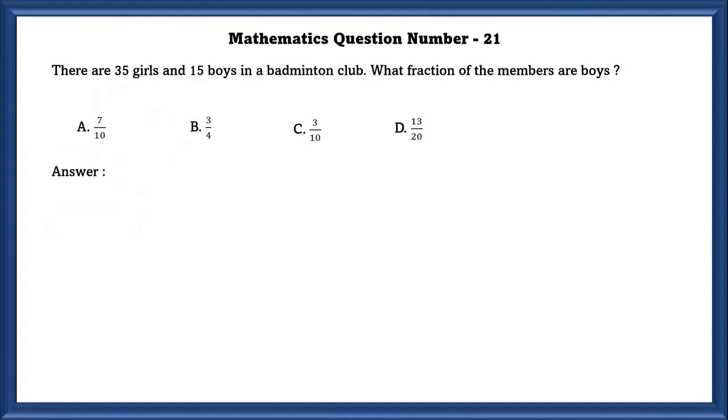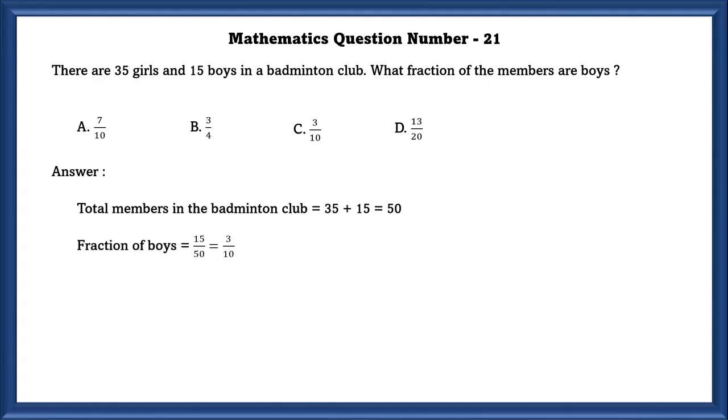Mathematics question number 21. There are 35 girls and 15 boys in a badminton club. What fraction of members are boys? In order to find this, we need to know the total strength in the badminton club. That is, total members in the badminton club is equal to 35 plus 15, which is equal to 50. So fraction of boys is equal to 15 by 50, which is equal to 3 by 10.